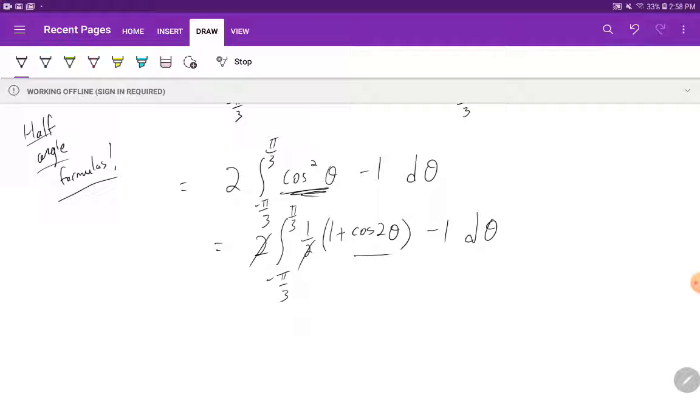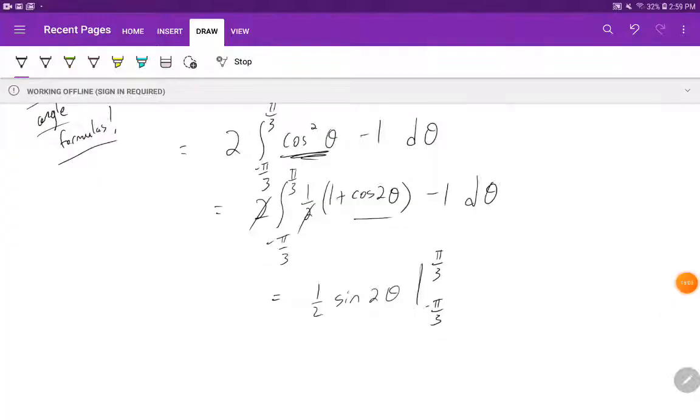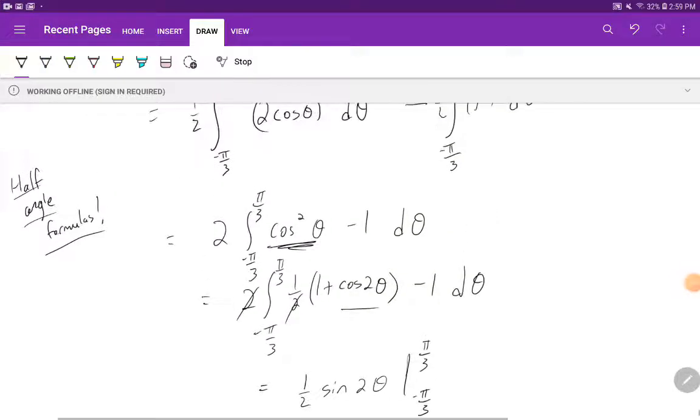That gives me 1/2 sine of 2 theta. Let me just double check that, because the 2 comes out, and the derivative of sine is cosine. Yep. And we're going from negative pi over 3 to pi over 3. Oh my gosh, no, I messed up. I know I messed up.